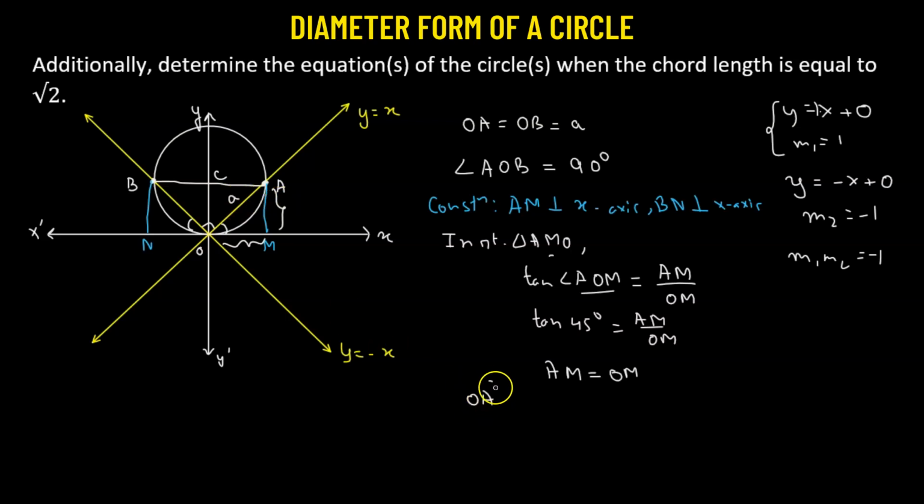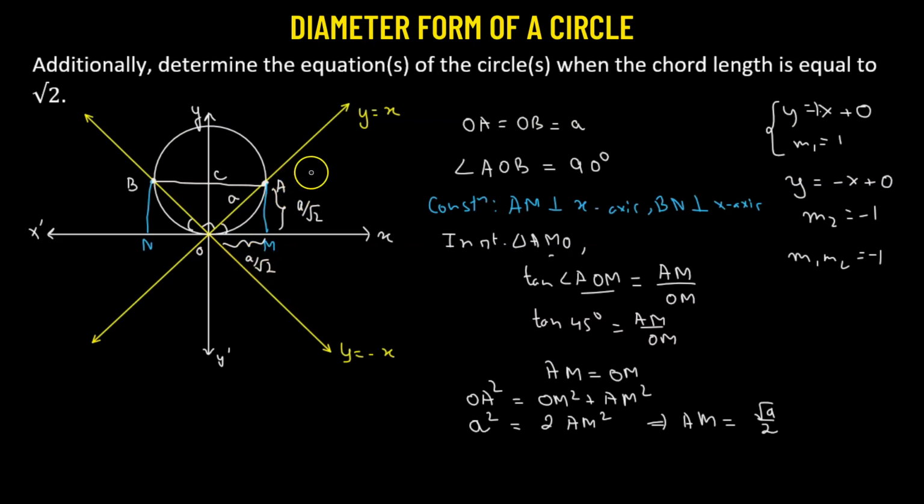So OA squared must be equal to OM squared plus AM squared. That means OA squared, which is a squared, must be equal to OM squared plus AM squared. OM length will be exactly equal to AM, so we get 2 times AM squared, which equals a squared. Finding the value of AM, it will be a over square root of 2. So we've obtained the value of AM, that is a over square root of 2. Similarly, we can find OM because they're equal, so that's also a over square root of 2.